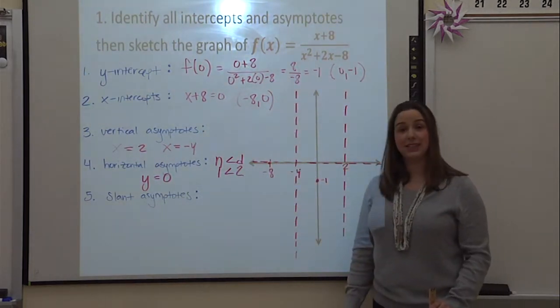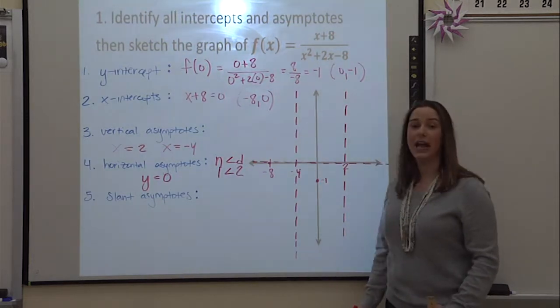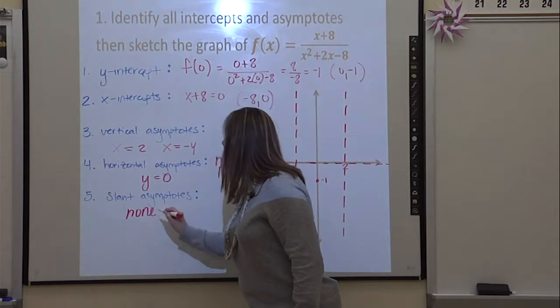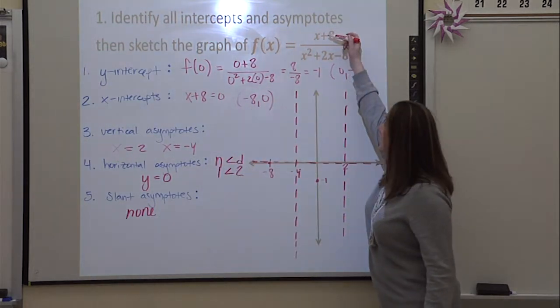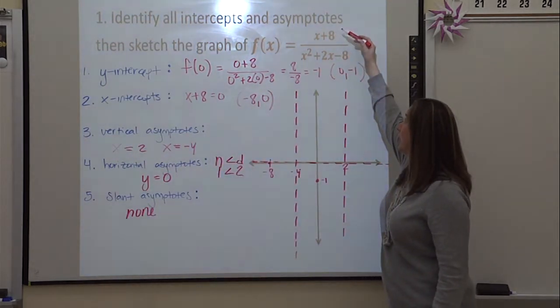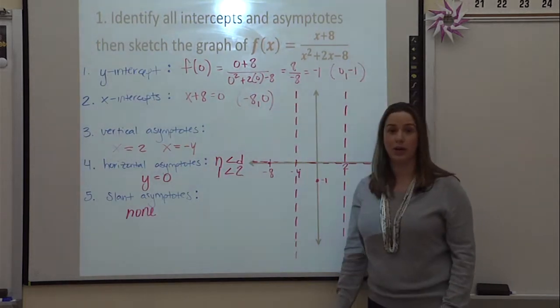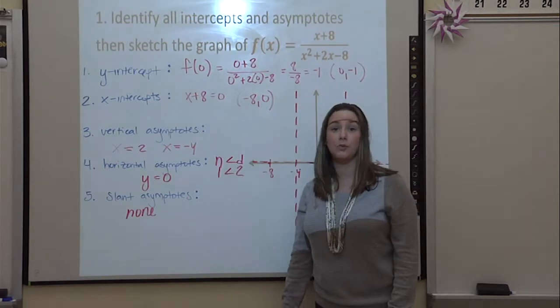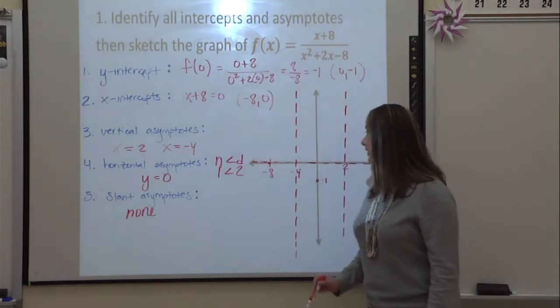If I think about slant asymptotes, I'm not going to have a slant asymptote. So this is none. And the reason, again, is because the highest degree of our numerator is not one more than the highest degree of the denominator. So since we have a horizontal asymptote of y equals 0, we're not going to have a slant asymptote.